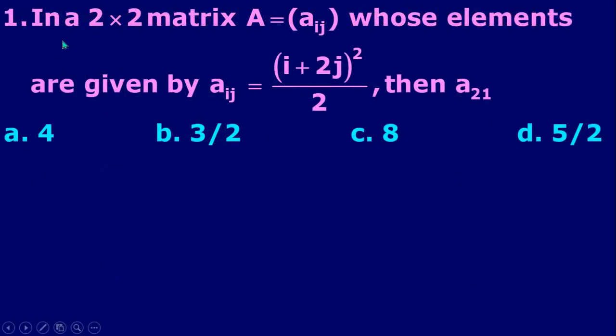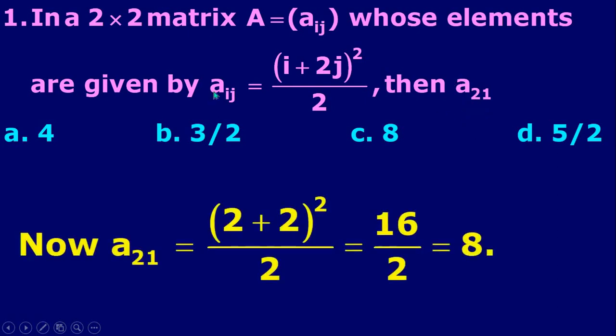So we discuss one question. In a 2 by 2 matrix A equal to aij, whose elements are given by aij equal to (i plus 2j) whole square by 2, we have to find a21. Finding a21 means finding the element in the second row, first column. Here aij is (i plus 2j) whole square divided by 2.